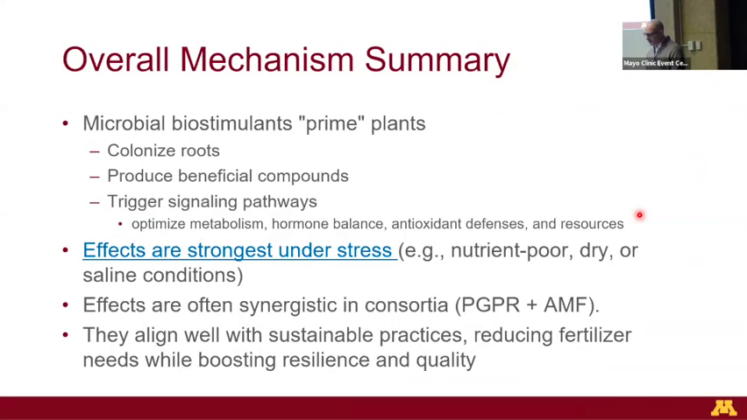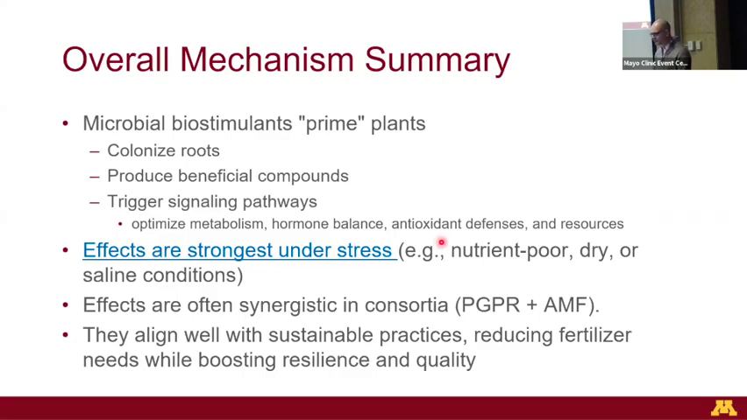Now, for the overall mechanisms, microbial biostimulants will prime the plant, which is a nice way to say it. They are actually going to colonize the root zones. They will be producing beneficial compounds that are going to help the plant understand what's happening in the soil rhizosphere before stressful conditions start to happen. And again, they will trigger some of the pathways for hormone production that will help the plant cope with the stressful condition. And again, here our blue line, the effects are strongest under stress.